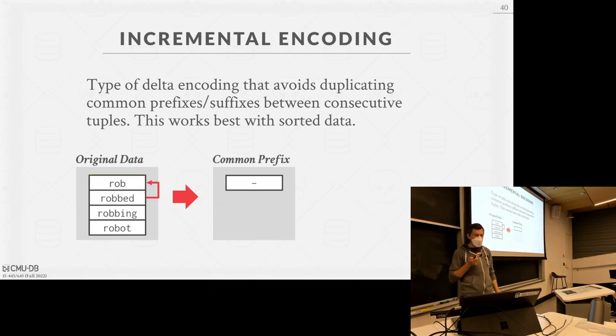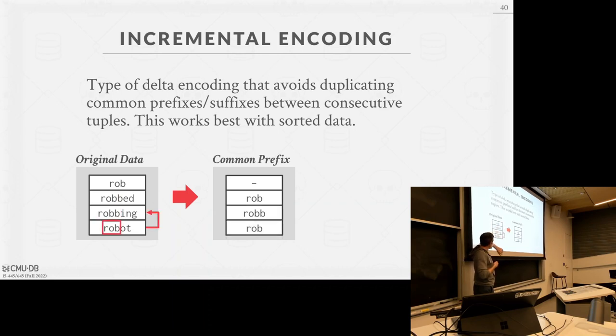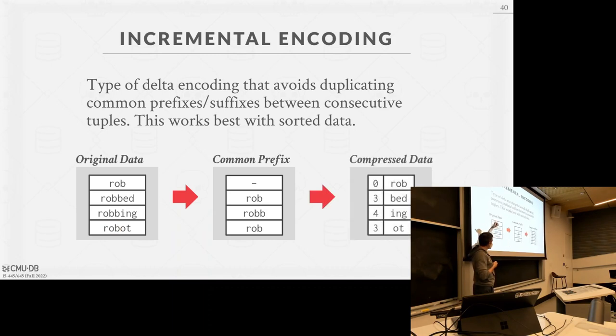And then we go down to the next one and say, what portion of the previous value can be found in the next string that I have? In this case here, it's this Rob part. So we just keep track of these things. Go down, Rob like this, Robot like that. So now we know with these common prefixes, we can go back and encode the data where we can throw out the part where we know that it's the same as the previous one, just store the length of the portion that's the same, and then we just store the unique suffix at the end.